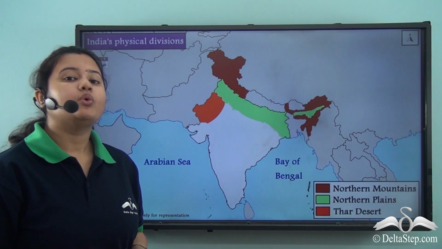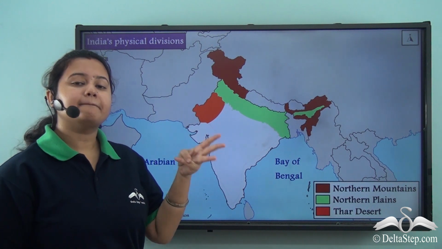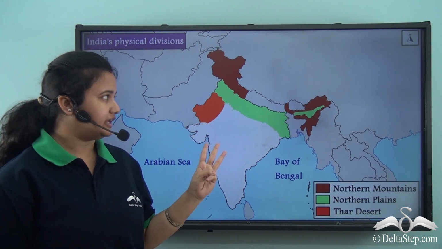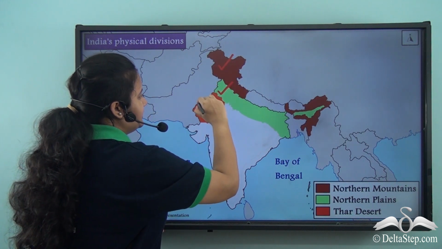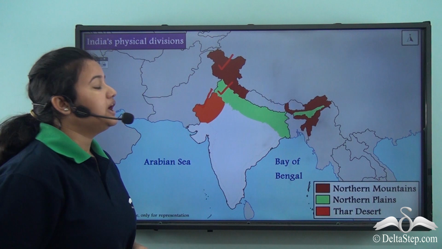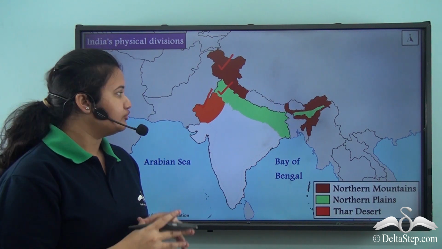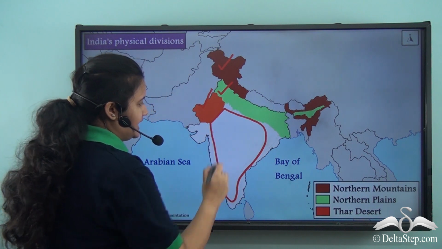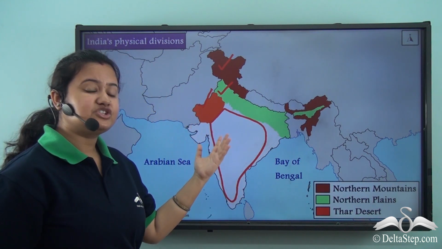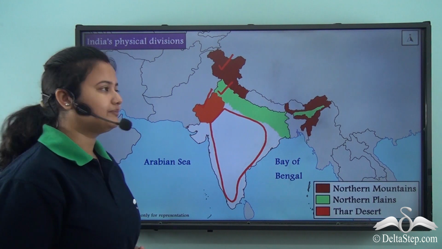So till now we discussed three important physical divisions of India, that is the northern mountains, northern plains and the Thar desert. Now let us move into the central and southern part of the country, and let's check the physical division of this part of India.